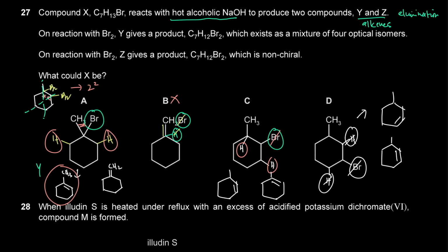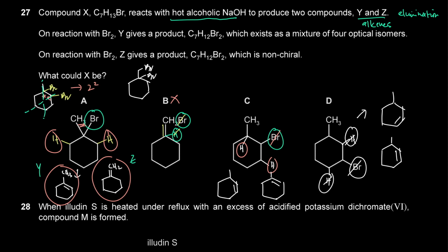And in the case of Z, we're saying that if we add bromine to this compound, we get a product which is non-chiral. Over here again, bromine will be added across the double bond. So we're going to get a bromine on this carbon, which will become CH2Br, and we're going to get a bromine on this carbon over here. And notice how this molecule is non-chiral.